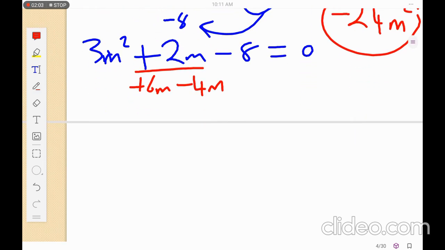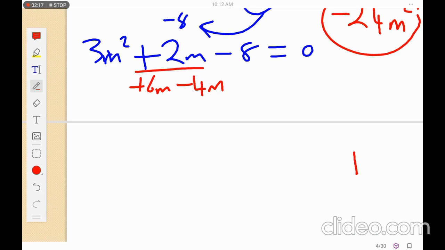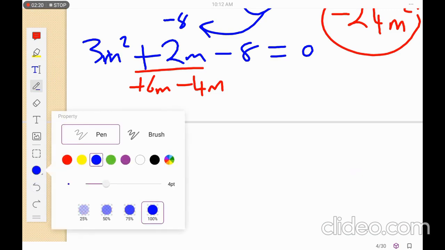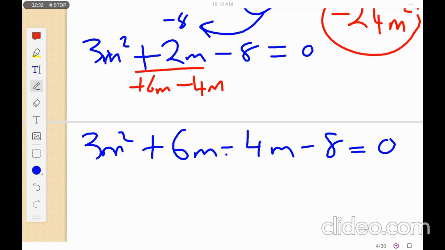Let's use that one. So we can now rewrite it and have it as 3m squared plus 6m minus 4m minus 8 is equal to 0, like that. Now, having that, we can factorize these pairs. Let's now factorize these pairs. We can factorize this pair and this pair.